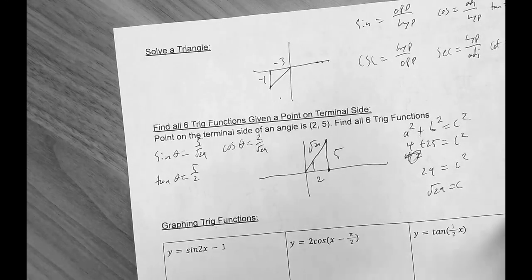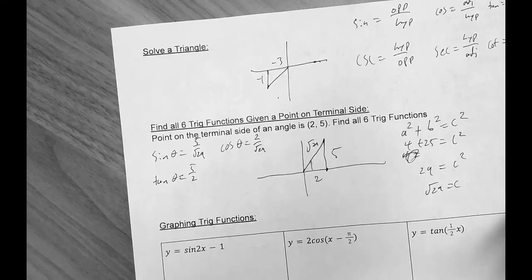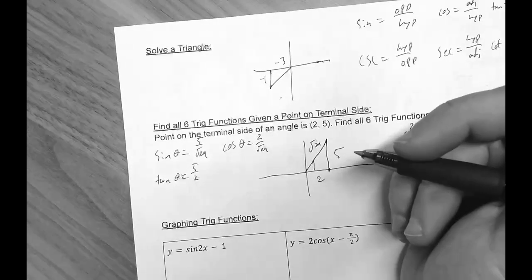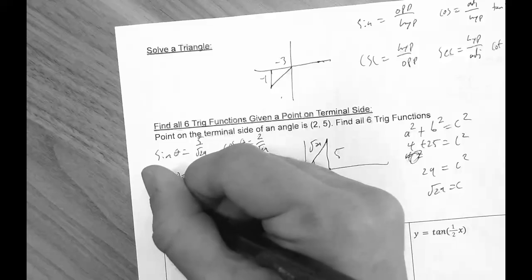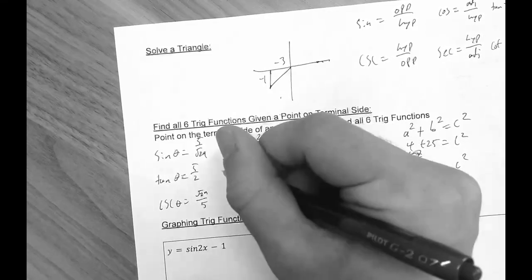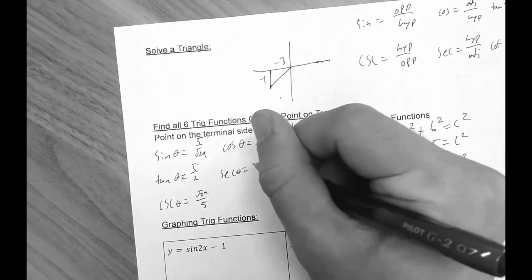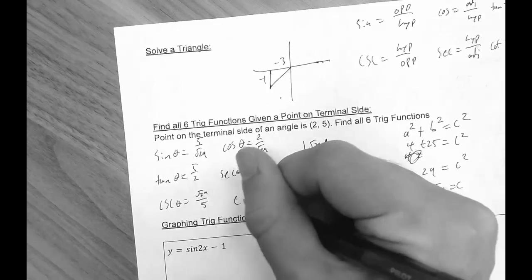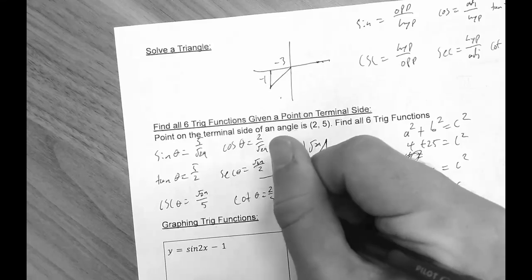And the cotangent, cosecant, and secant are just the same in reverse. So cosecant theta is root 29 over 5. Secant theta is root 29 over 2. And then cotangent theta is 2 over 5.